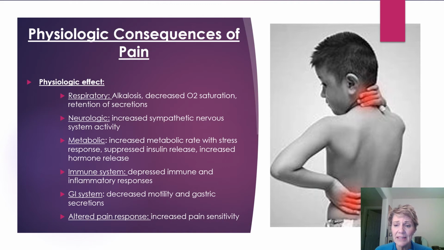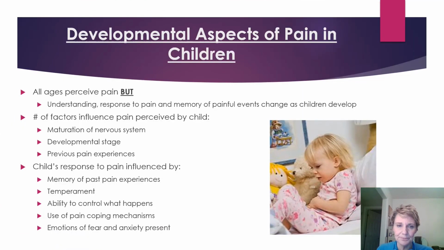The GI system, they will have decreased motility and a decrease in gastric secretions, and that's a problem. We certainly want our systems to continue to function. We don't want things to slow down. And altered pain responses or increasing pain sensitivity, which is what we talked about, which could lead to that chronic pain syndrome if we create a hyper alert state in our pain responses and neurologic system.